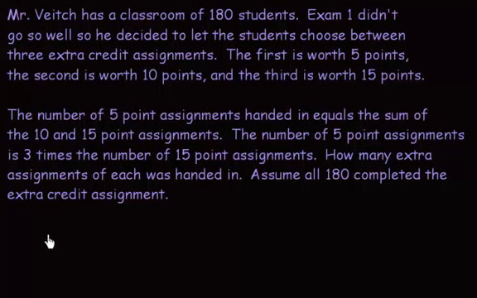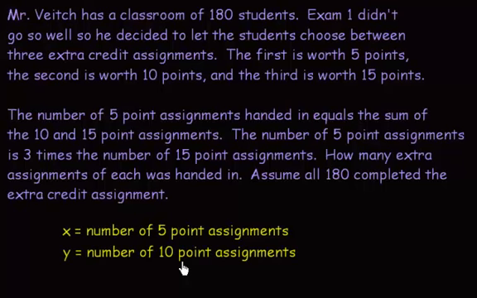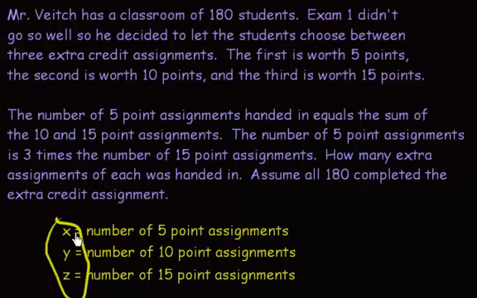Alright, so first we have to label the 3 assignments. So we'll let X equal the number of 5-point assignments. Y will equal the number of 10-point assignments. And Z will equal the number of 15-point assignments. Now since we have 3 variables, we should be able to get 3 equations.